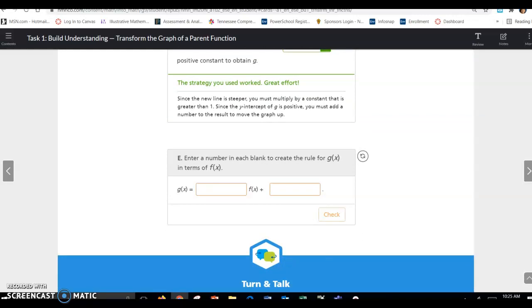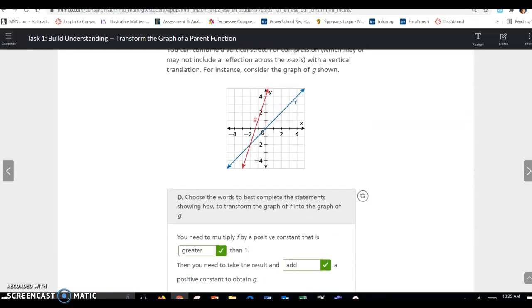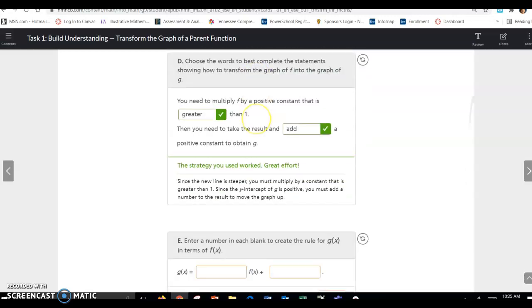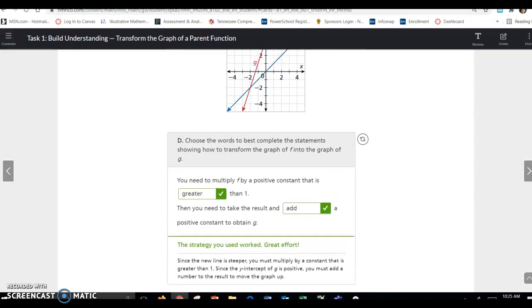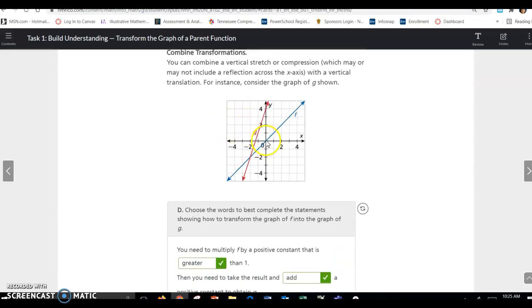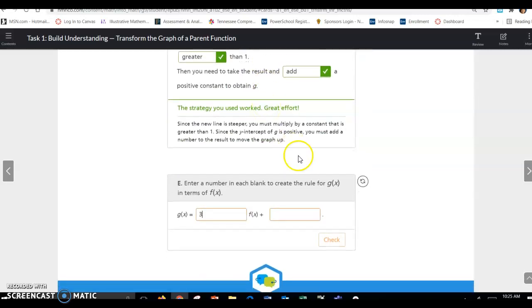All right, so f of x is, okay, so you know the rule here, we already said that the parent function has a slope of 1. So let's determine what is the slope of g of x. If I go up 1, 2, 3 over 1, so I've got a point here and a point here, so my slope is now 3. So that means my steepness is going to be 3 times f of x, and then my y-intercept went from 0 up to positive 4. So my positive constant will be 4.